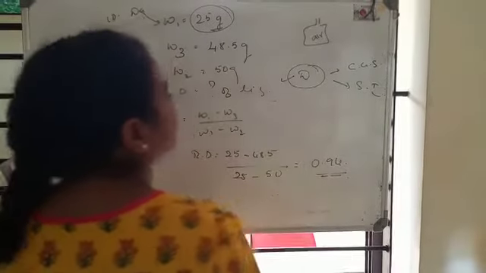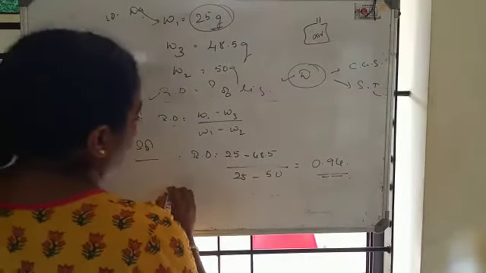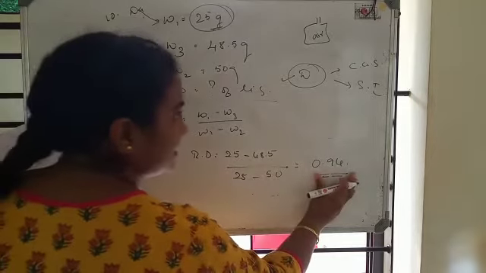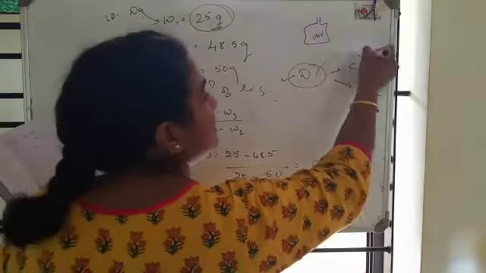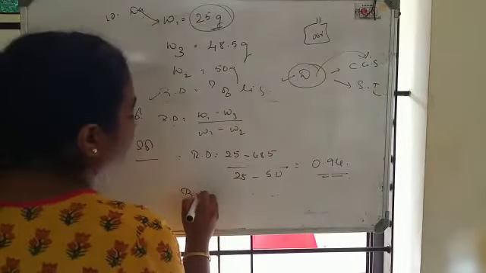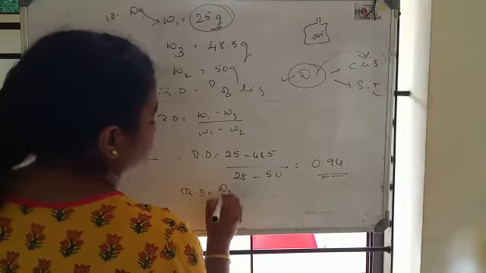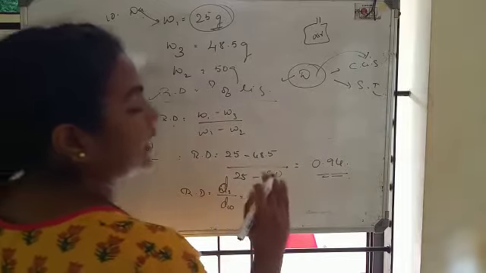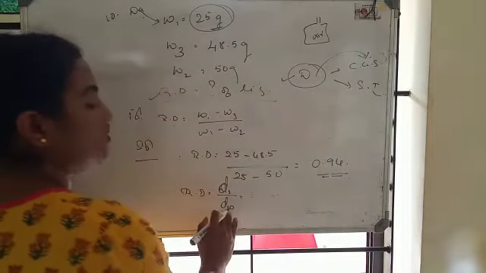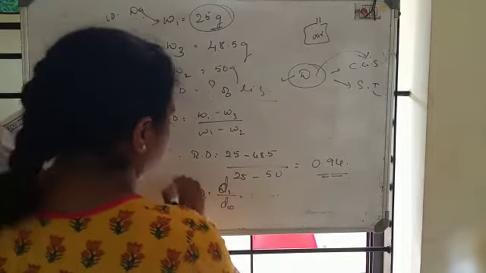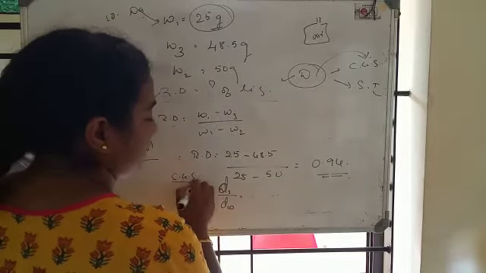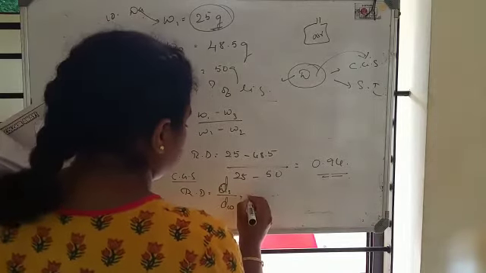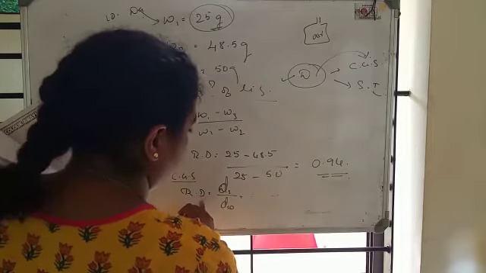The next one is calculating the density. How to calculate the density? Now relative density is given. First, let us calculate density in the CGS system. Relative density is equal to density of substance by density of water. If you want to calculate in the CGS system, the density of water should be in the CGS system.